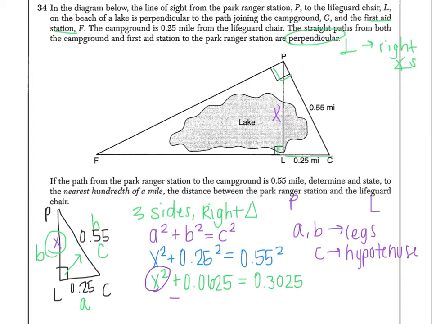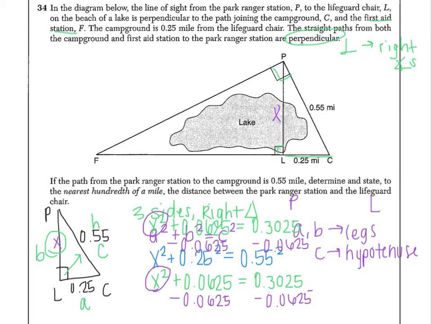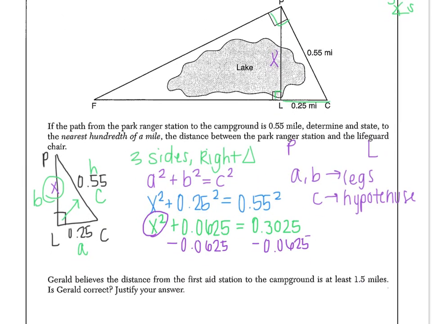Now our goal here is to solve for x squared. So I need to move this 0.0625 to the other side. And I'm going to do that by subtraction. So when we do the subtraction in our calculator, we end up with x squared equals 0.24. Now in order to get x by itself, I need to square root both sides. I need to undo squaring. So now I end up with x equals 0.48989, and then it keeps going.